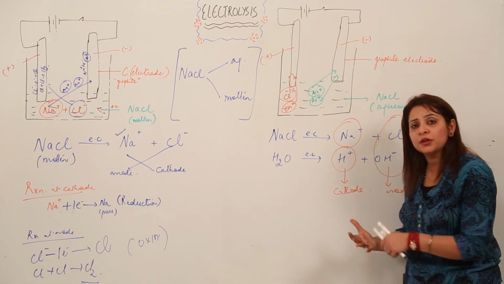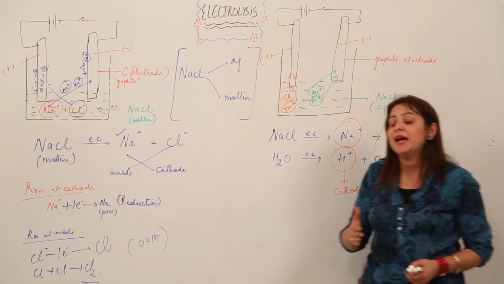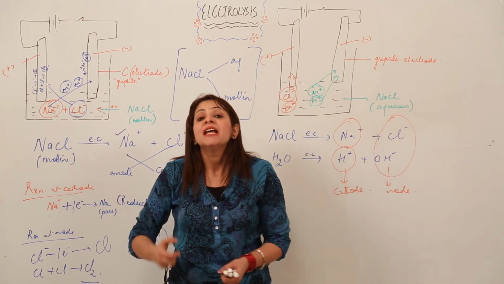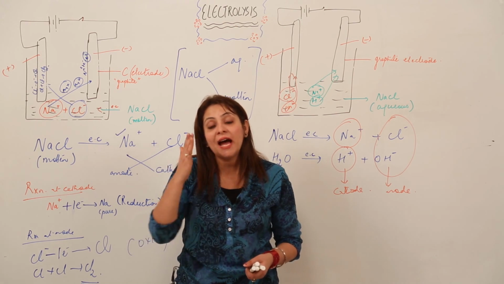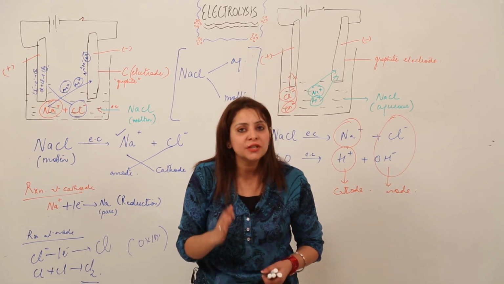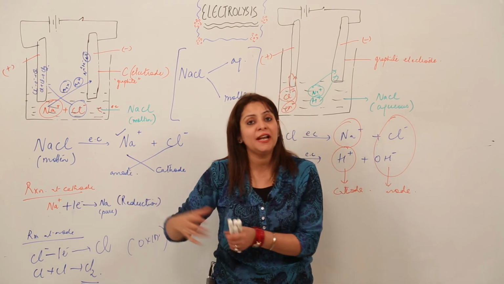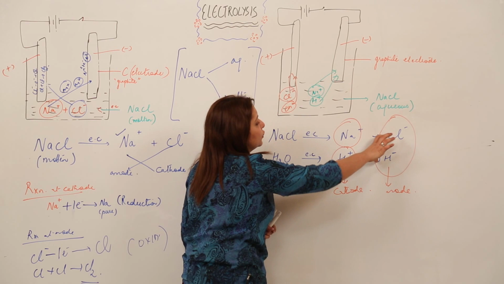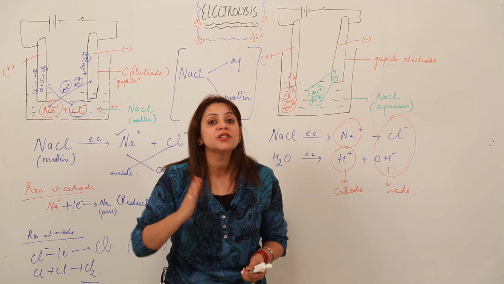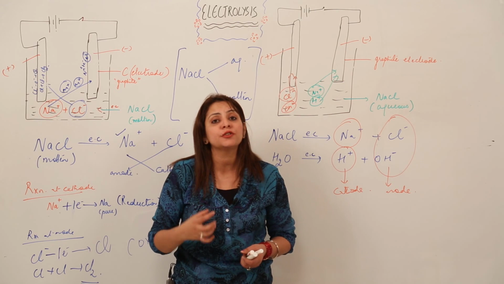So will they both be showing reduction, or will only one of them? You should know that if more than one ion reaches the respective electrode, then that ion gets discharged whose reduction potential is low. I'm just repeating again: if more than one ion rushes to an electrode, like here, where two ions are rushing to this electrode and two ions are rushing to this electrode, then out of them, the ion that is going to discharge is the one with the lower electric potential, or you can say the lower reduction potential.